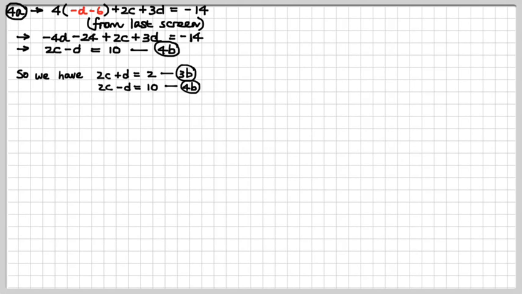Now let's just summarise where we are, because it's getting very complicated and we're going to keep our heads together here and not give up. So that's equation 3b and 4b. Well, that's actually very simple now, guys, and look how easy that's going to be to solve.